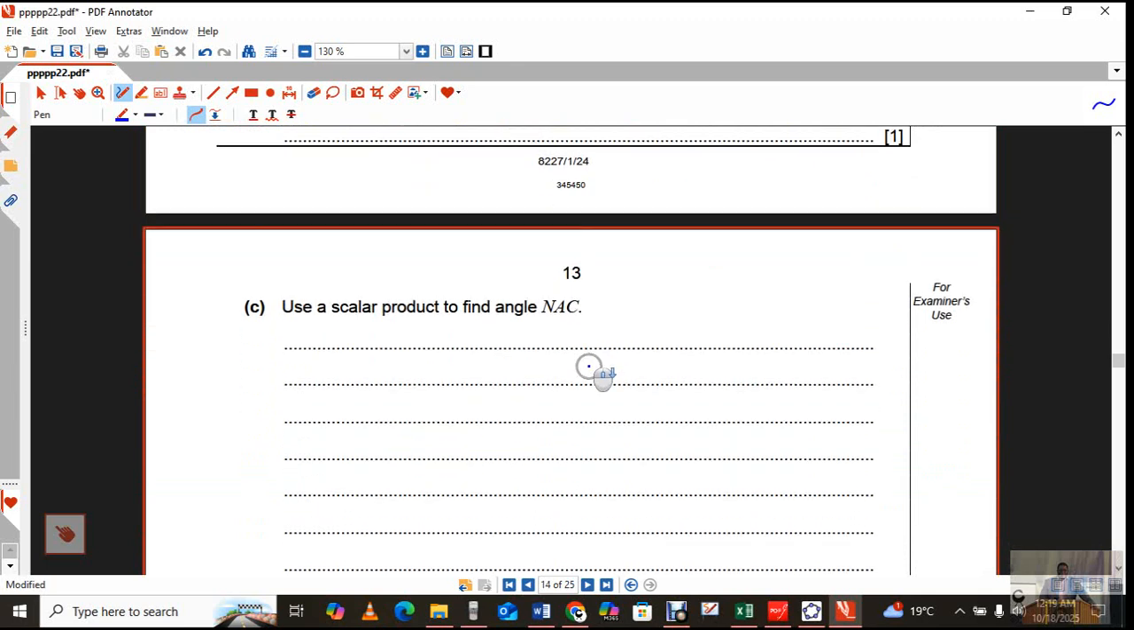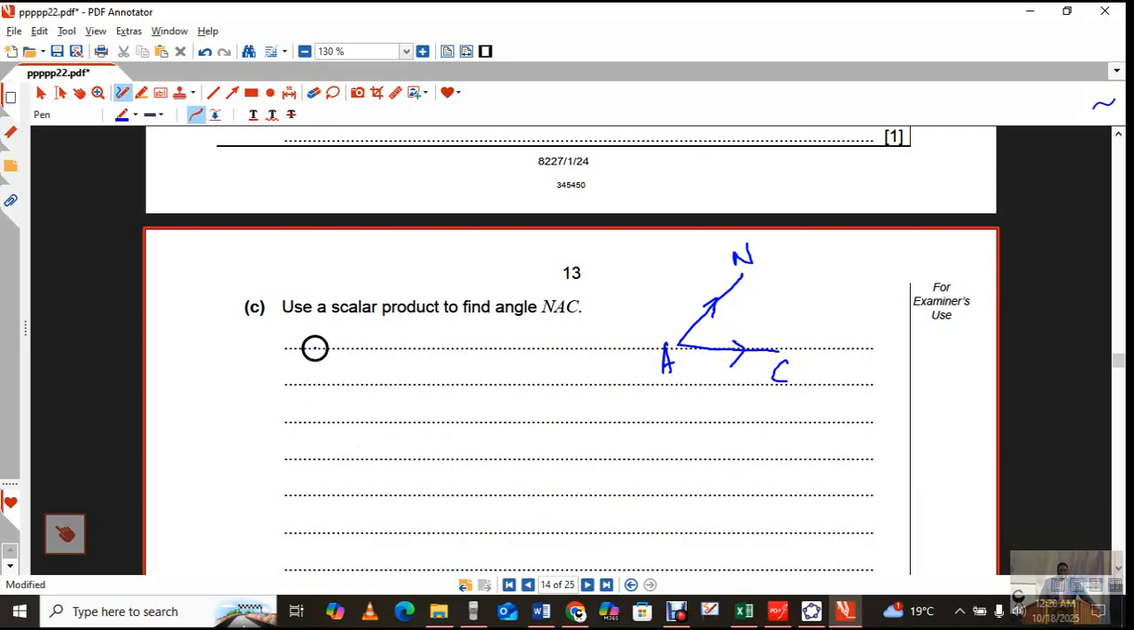Right, why is that so necessary? They say use the scalar product to find angle NAC. Normally, this is what I would advise people to do. Just draw yourselves an angle. A is in the middle. Then I have A to C. Maybe I can say A to N and A to C. Let them face away or let them face towards. That's the only way you can find this angle.